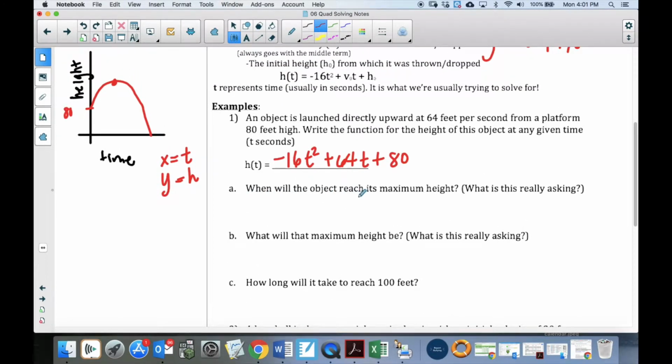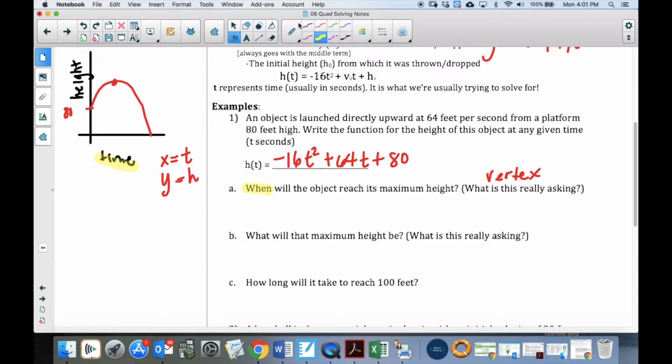Question A, when will the object reach its maximum height? What is this really asking? When this object gets thrown up and then it comes back down, the maximum height is really the vertex, isn't it? So this is really asking, how high is the vertex? Or actually, this one is asking, when will it reach the maximum height? So we're asking about time in this case, because we want to know when.